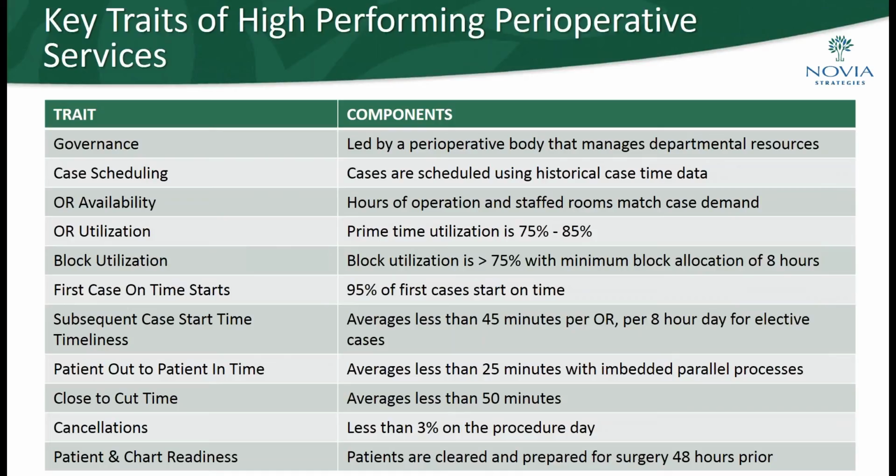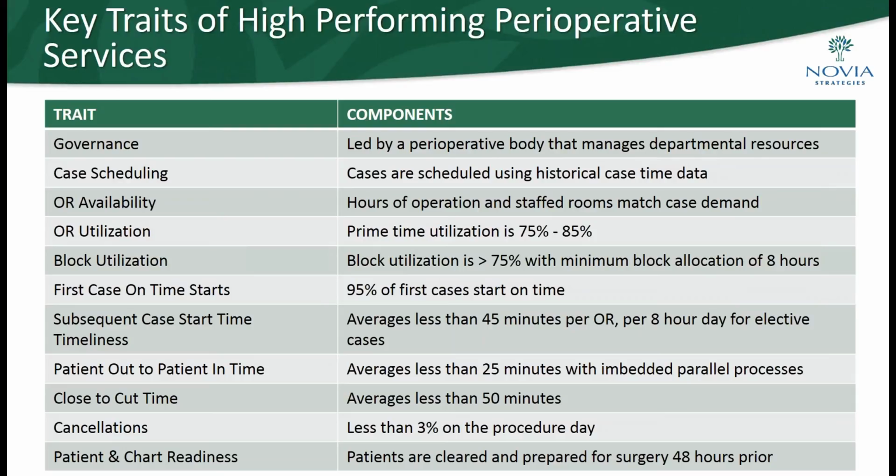Case scheduling. The cases are scheduled using historical data. So that means moving away from the physician telling you how long the procedure is going to take to actually using your automated scheduling system to calculate averages for more accurate scheduling and planning. Operating room availability. The hours of operation in staff rooms have to match the demand. So again, that cocktail hour surgery that David mentioned earlier, we are seeing, and I believe that our audience is also seeing, that after clinic surgery at 5 o'clock in the evening. And there's a peak in that.